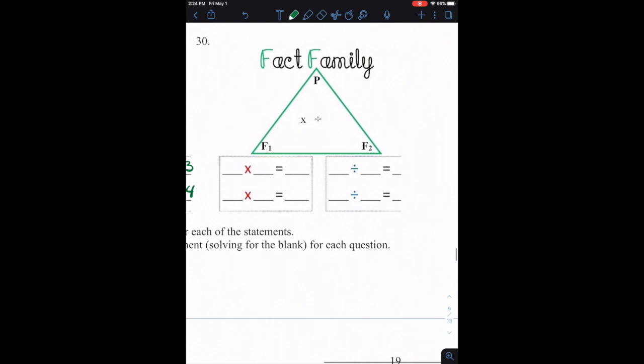So to summarize, in terms of factors and product, we have factor 1 times factor 2 equals product, or factor 2 times factor 1 equals product, or in a division statement, we would take product divided by one of the factors gives you the other factor. Okay, so the division statements are product divided by one of the factors.